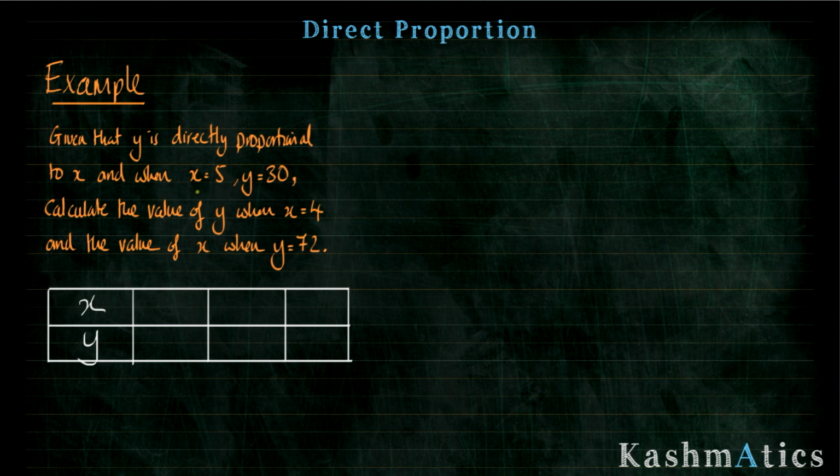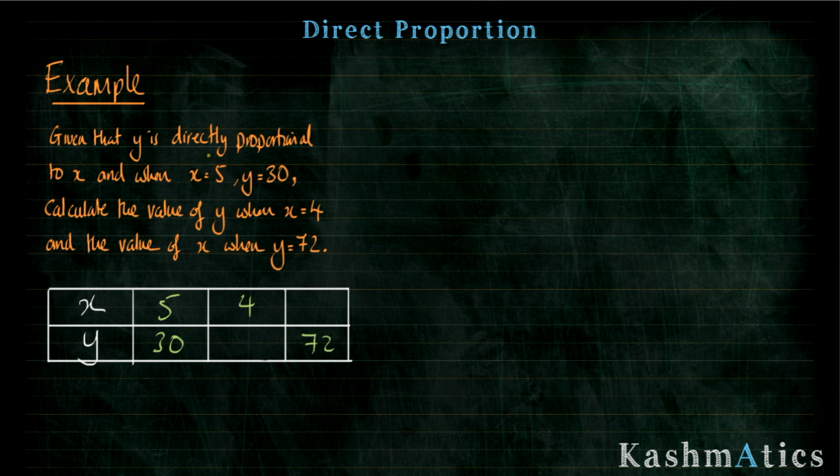So we've got a complete set of values here. We've got the value of y and x. So when x is 5, y is 30. And I want to work out what y is when x equals 4. So I'm going to try and work out what this value here is. And I want to work out what x is, so this value here, when y equals 72. So this is the same information from this question, just put into a table instead. So let's go ahead and answer the question.